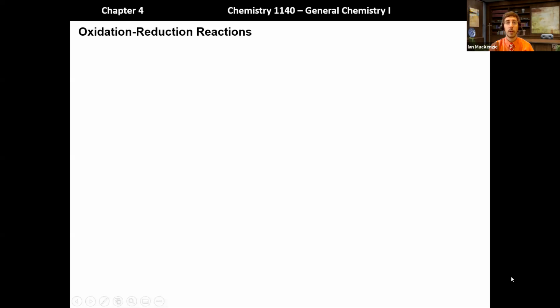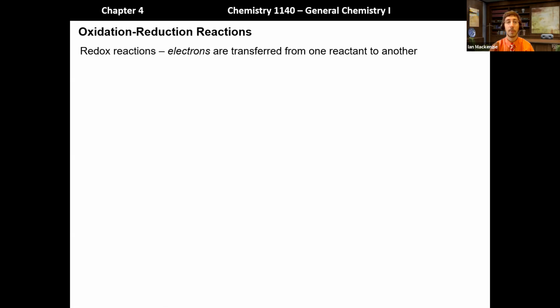Now we come to an additional class of reactions known as oxidation reduction reactions, or more commonly as redox reactions, where the RED comes from reduction and the OX comes from oxidation. Redox reactions are ones where electrons are actually transferred from one reactant to another. Previously, we hadn't seen that, but now we'll see actual cases where electrons move from one reactant to another reactant.